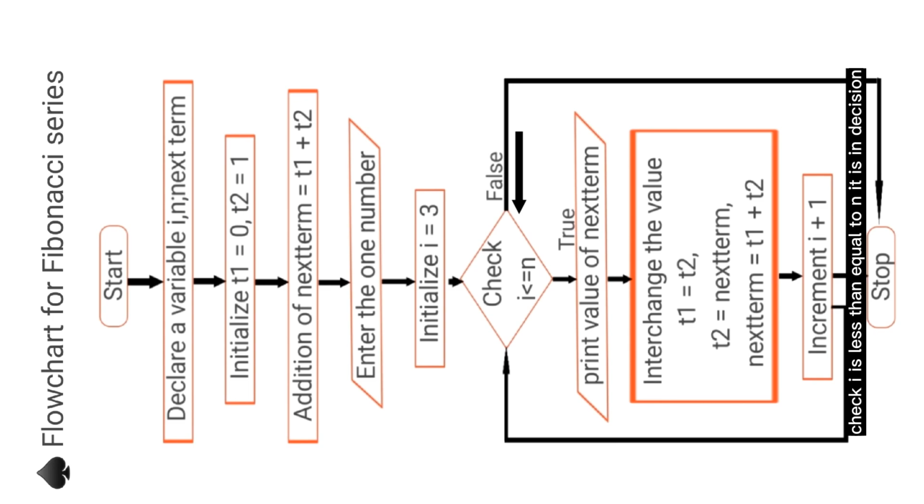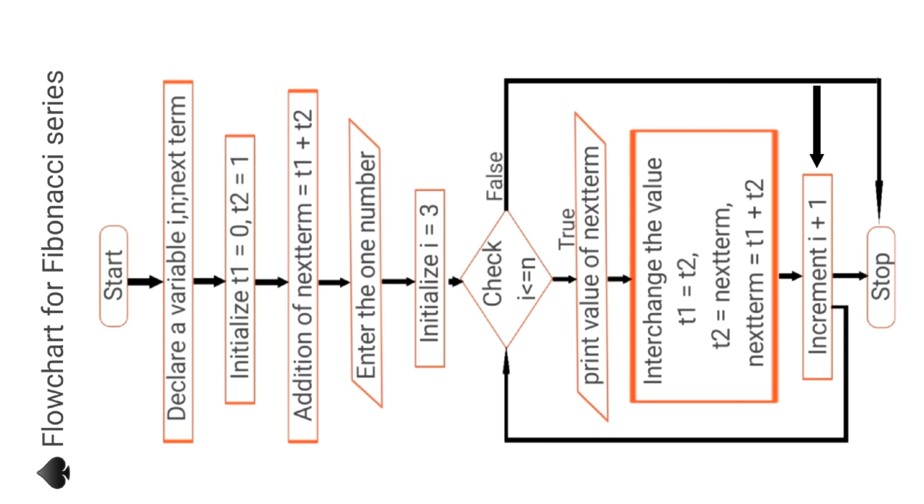Check i is less than or equal to n, it is in a decision box. Print value of next term, it is output, so it is in an output symbol. Interchange the values: t1 equal to t2, t2 equal to next term, where next term equals t1 plus t2, it is in a processing symbol. Increment i plus 1, it is in a processing symbol. Stop, it is in a terminal symbol.